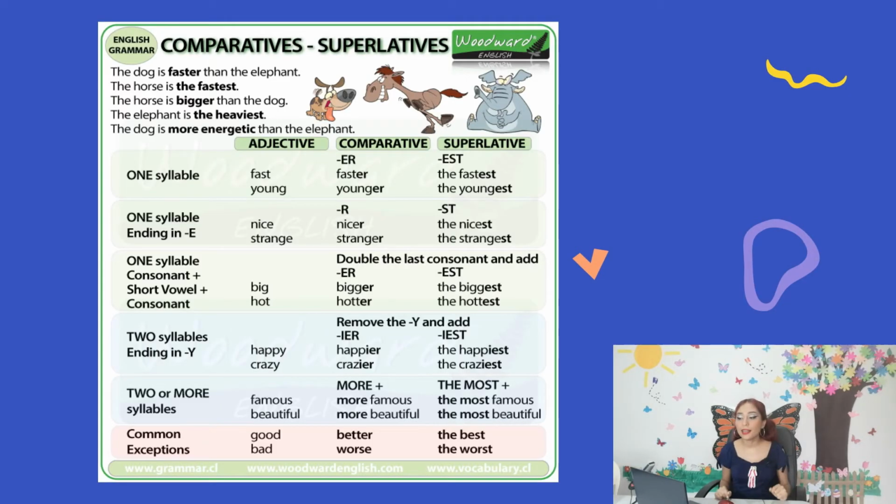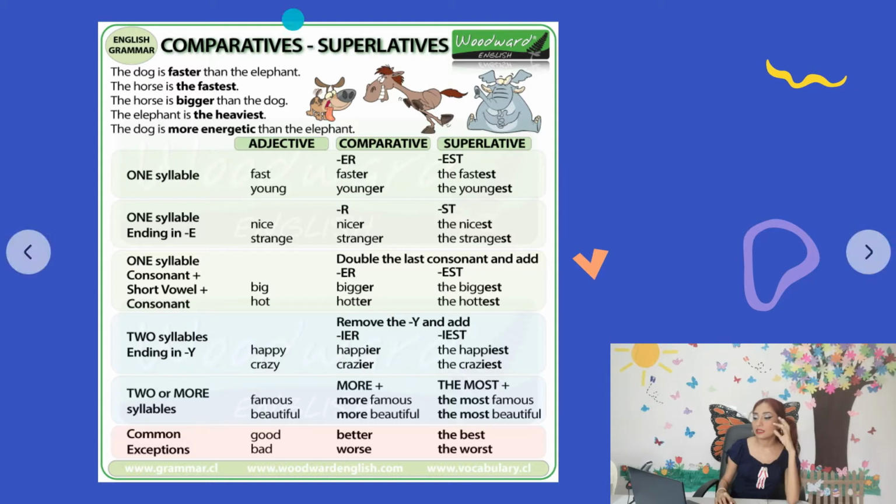As you can see here, I'm showing you a chart. This is a different chart, and it says comparative and superlatives. Remember that we use a comparative when we are comparing two objects, two people, etc. This one with this other one. We use a superlative when we compare this one with 2, 3, 5 or more. That's the difference. We use superlatives when we compare one with a group of other things, other subjects.